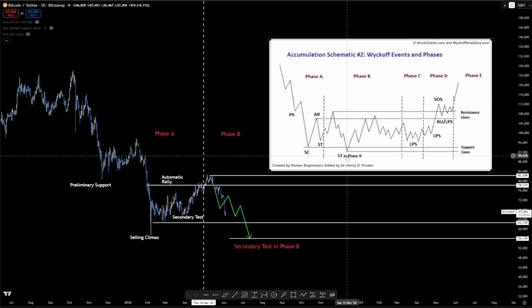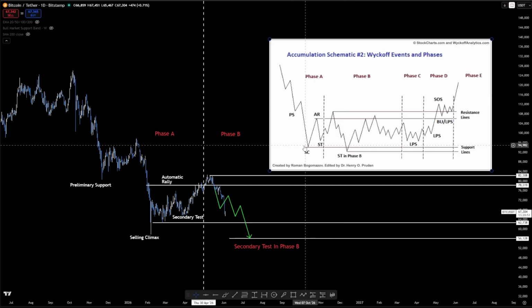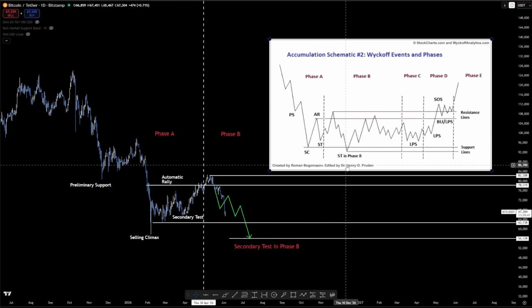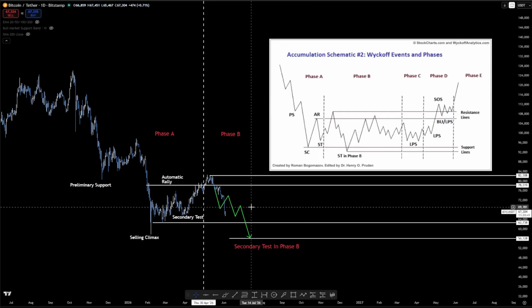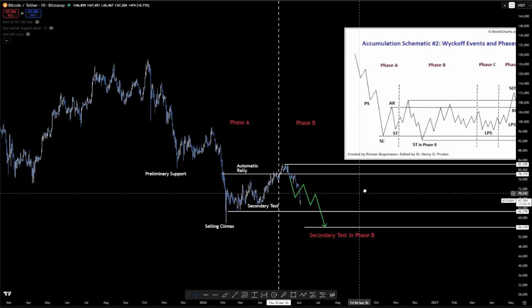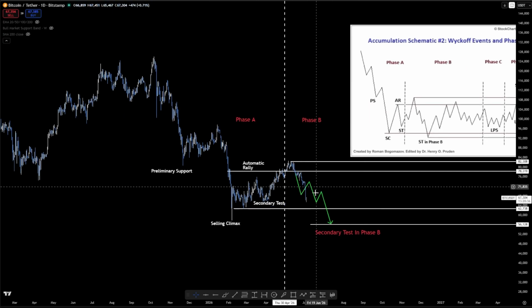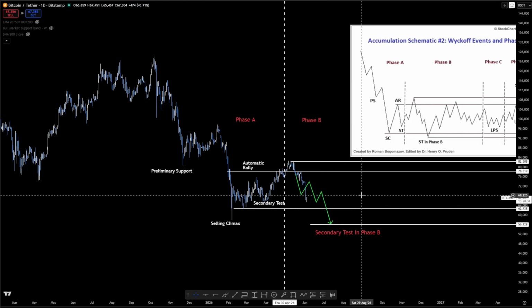So you can see right here on the accumulation schematic: selling climax, automatic rally, secondary test, followed by another secondary test in phase B itself. So this is a clear accumulation phase that Bitcoin is in, and you can see that Bitcoin is starting to plummet down towards the 50k region at this point in time.